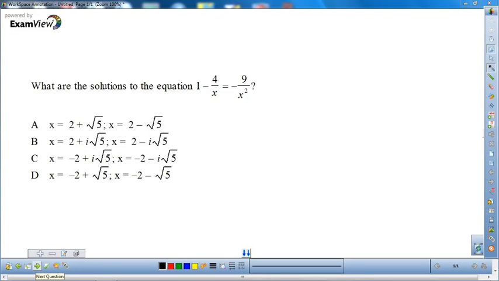We're trying to find the solution to the equation, and notice that I have a fraction. So I'm going to use fraction busters. So I'm going to need to find my least common denominator.